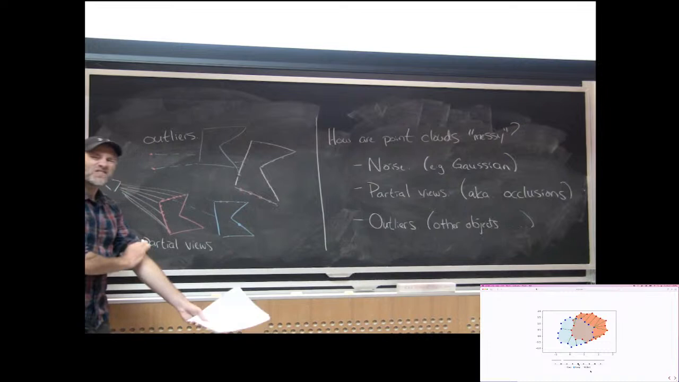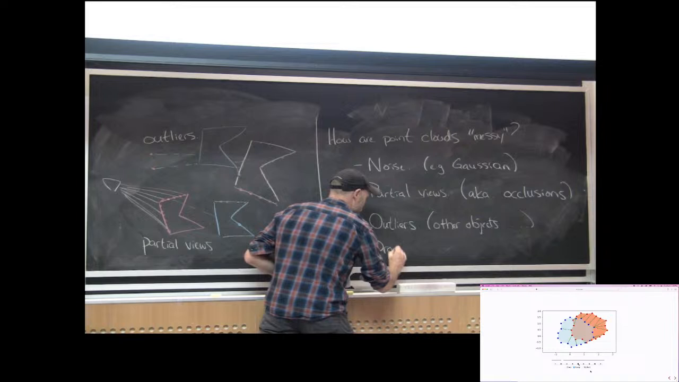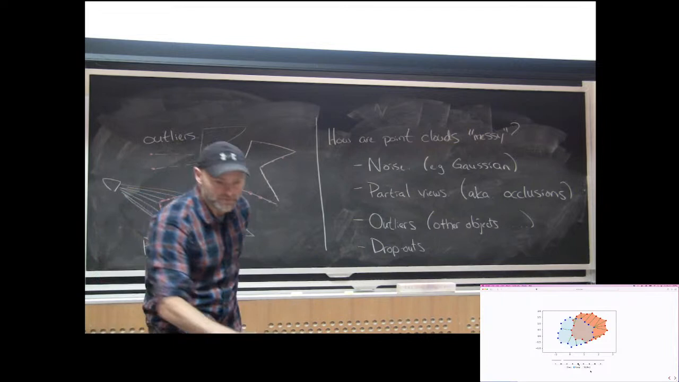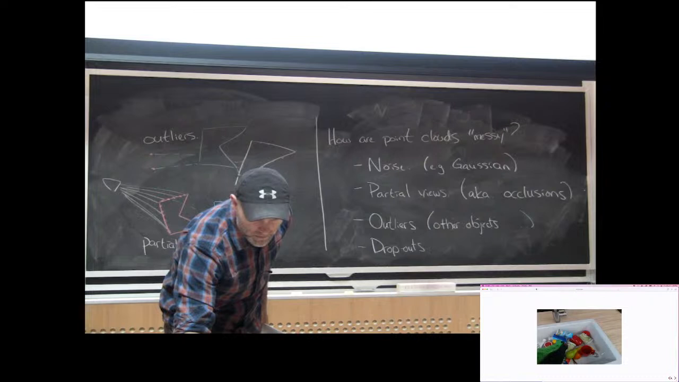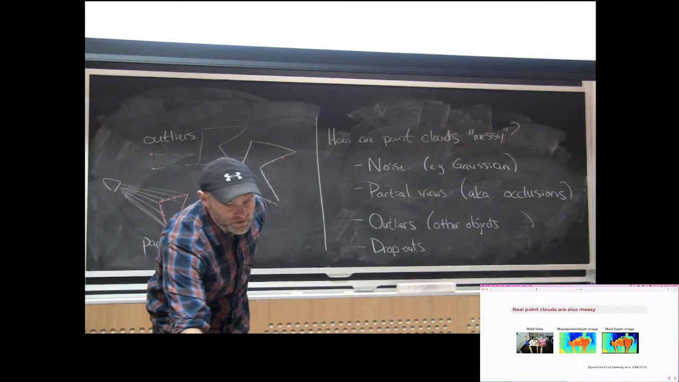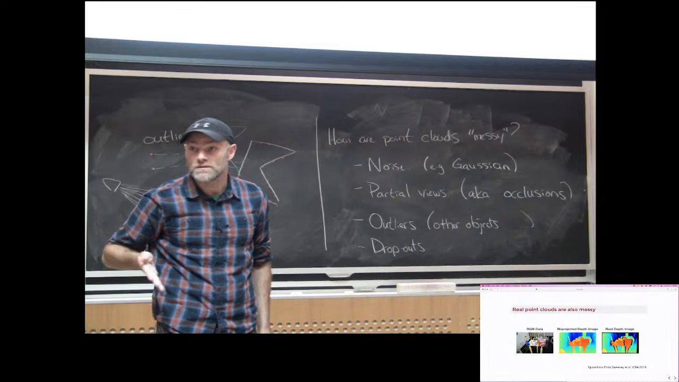I'd say there's at least one more type that you have to worry about with real cameras, which are dropouts. You remember the picture I showed of some of the real cameras? Like this. This is what real things look like. You'll just have no returns from the side or shiny parts of the images. Okay, so we want to be robust to that.